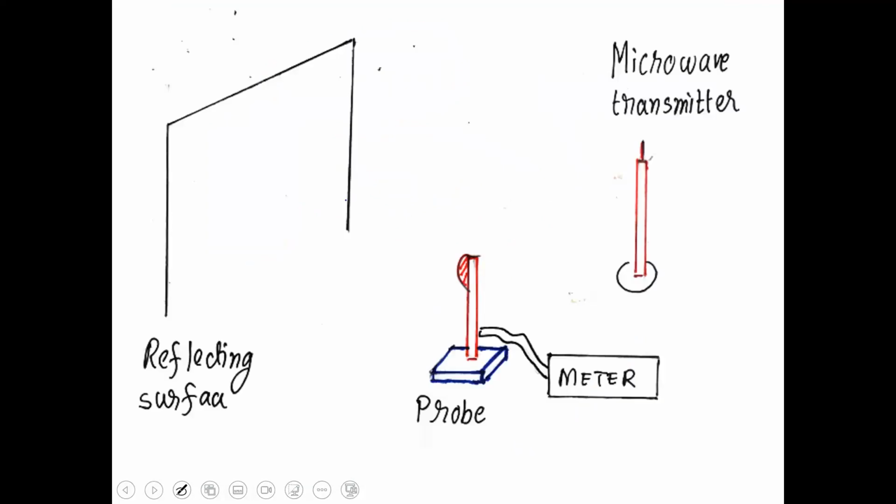Now look at this, the apparatus. The apparatus is here, and this apparatus shows how you can demonstrate stationary waves in microwaves. You have to give a side heading apparatus, and you have to copy this whole screen.